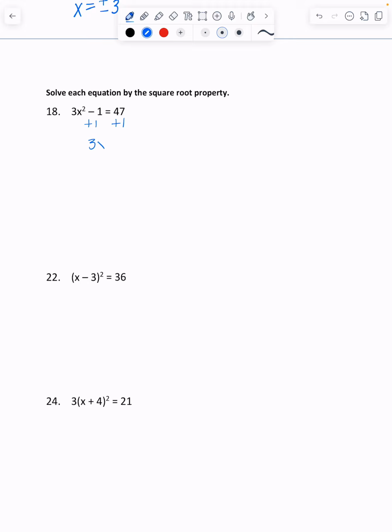So now I have 3x squared equals 48. The x squared is still not by itself, so I'm going to divide both sides by 3. So this is going to cancel out and give me x squared equals 16. I've got the squared part by itself, so I'm going to take the square root of both sides. Don't forget, when I take the square root, it is plus minus. And what number do I square to get 16? That would be 4.